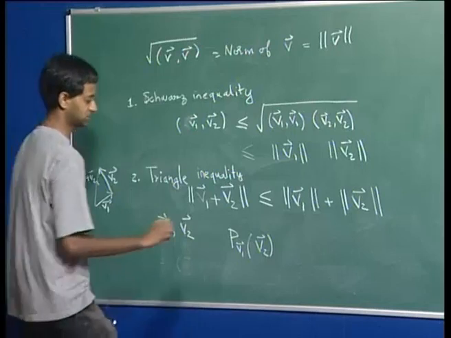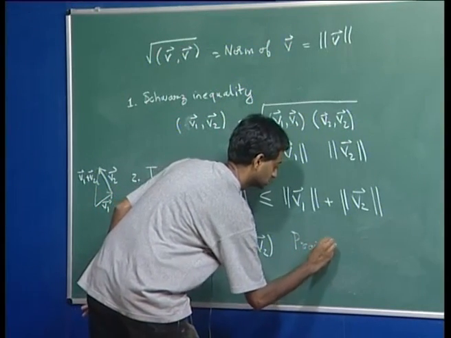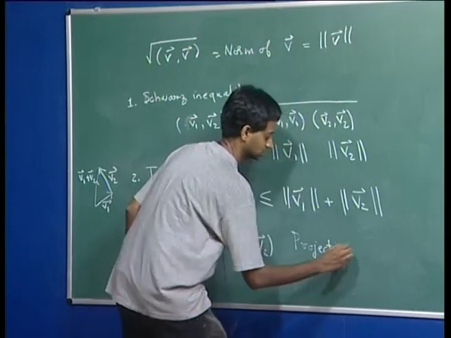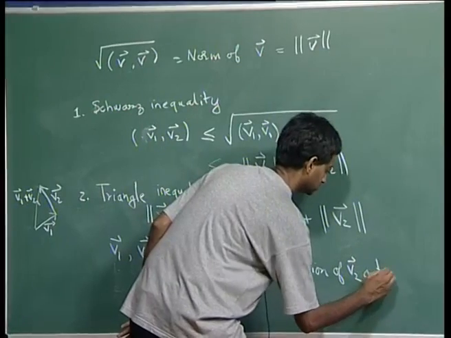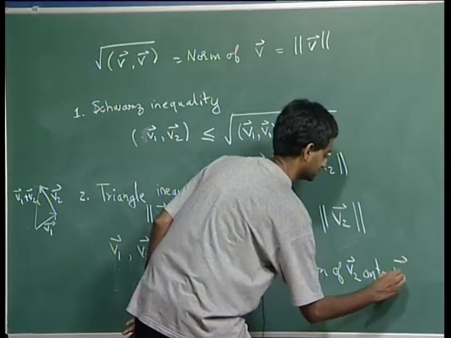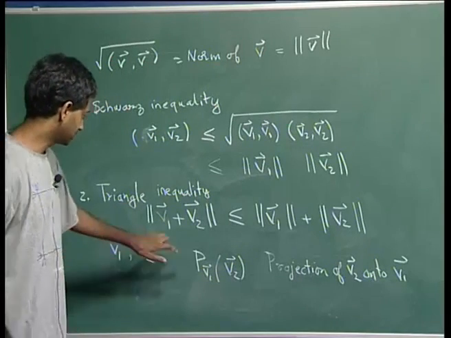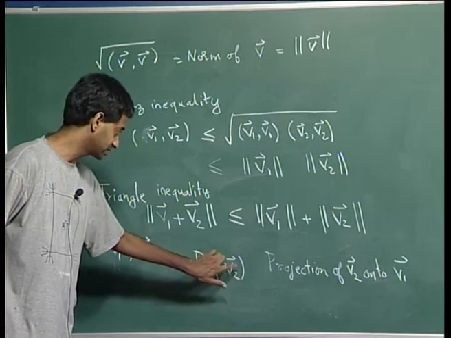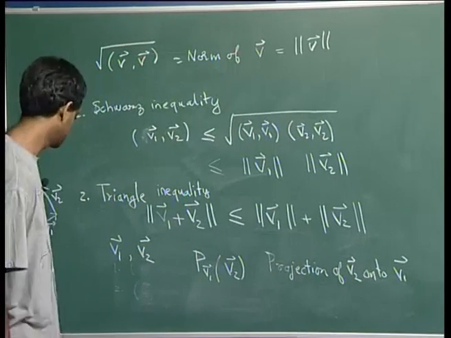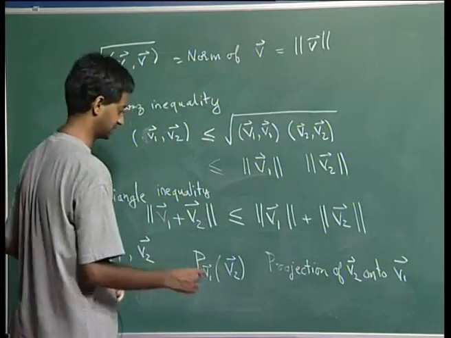Okay. So this is called projection of v2 onto v1. I am using this symbol for the projection of vector v2 onto vector v1. And this can be defined in terms of the inner product.